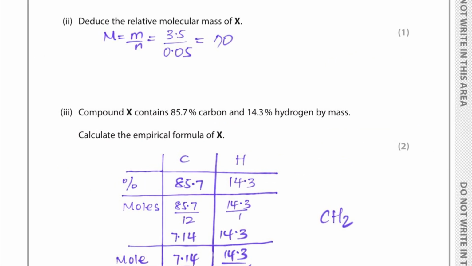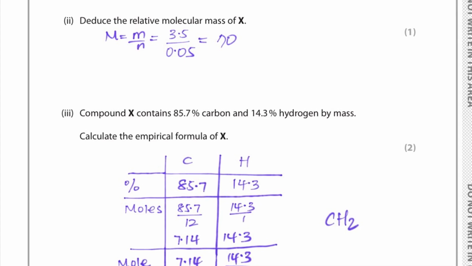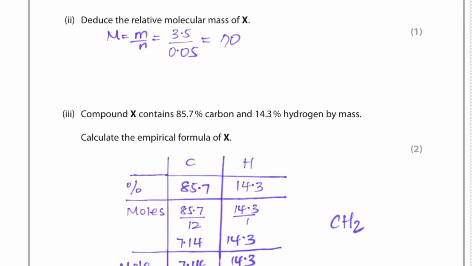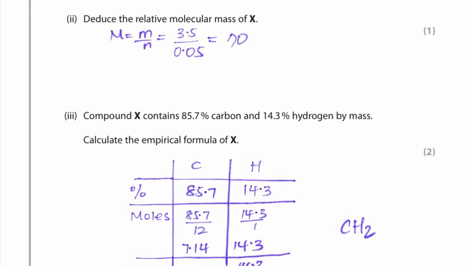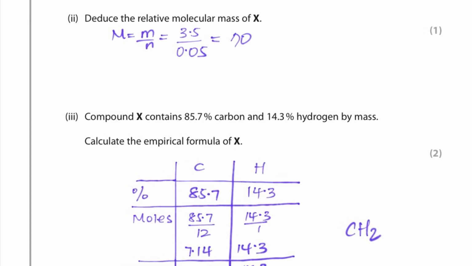Next they say, deduce the relative molecular mass of X. Easy, just use the formula. M equals mass divided by moles. That's 3.50 divided by 0.05 equals 70.